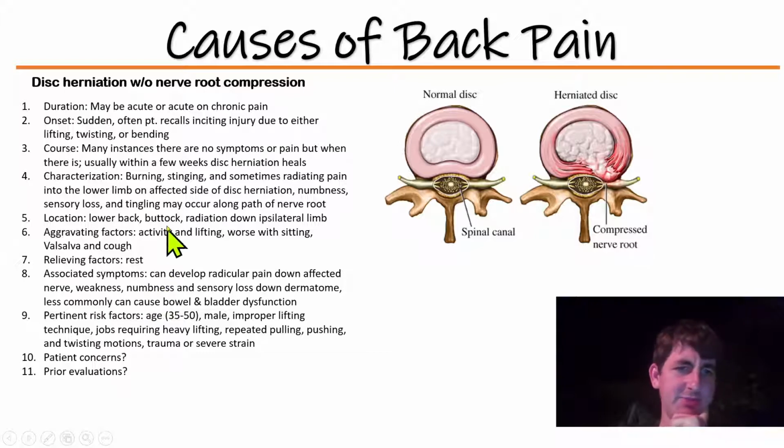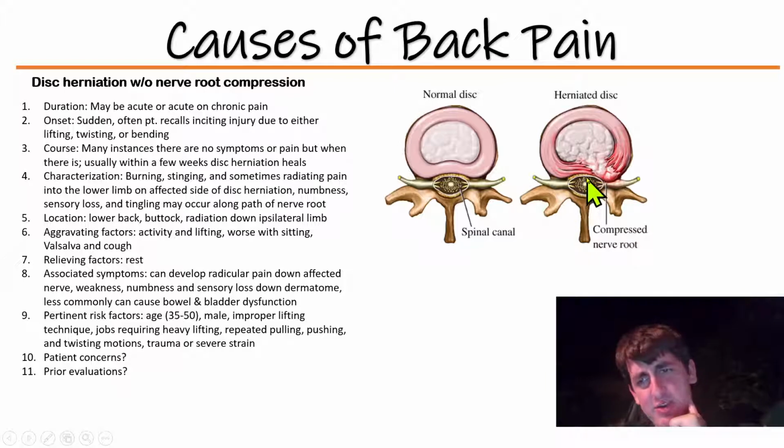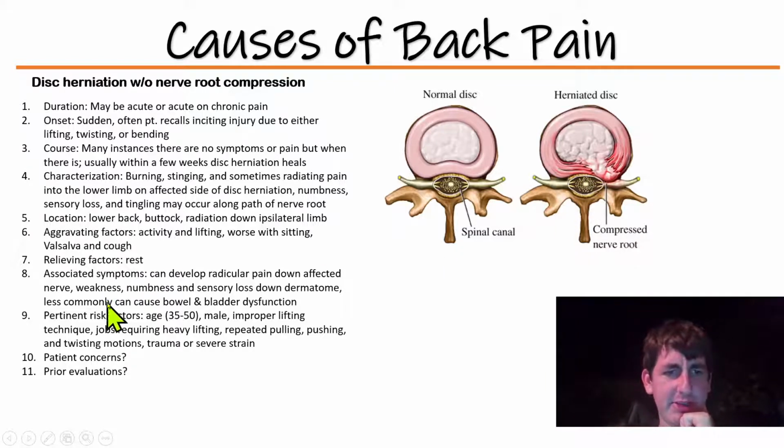You can have other symptoms with the back pain and butt pain. That can be radicular pain, as we said, down the affected nerve, sensory loss down the dermatome, numbness, hypoesthesia, right? Less commonly, you can have bowel and bladder dysfunction. Now, this is going to be more seen if this protrudes and hits the cord, and you get this saddle.